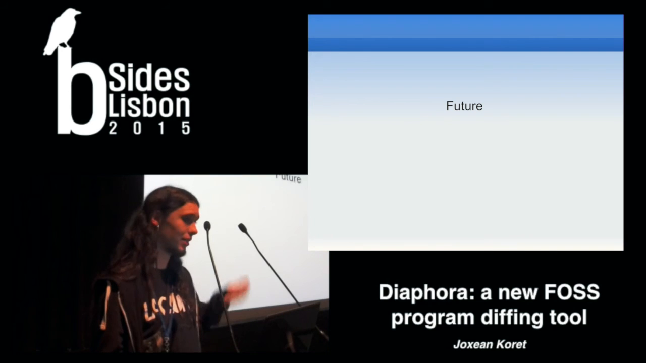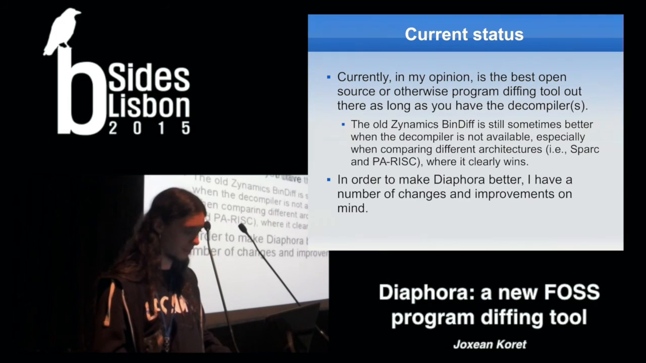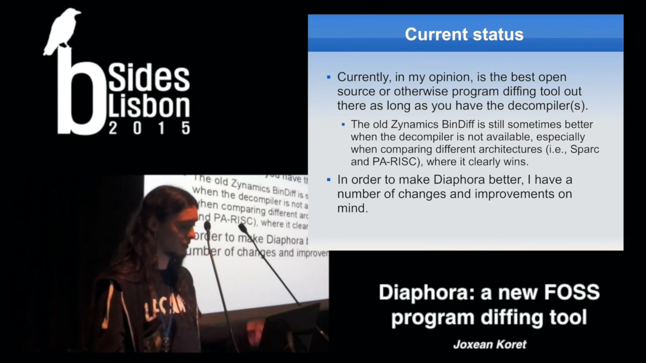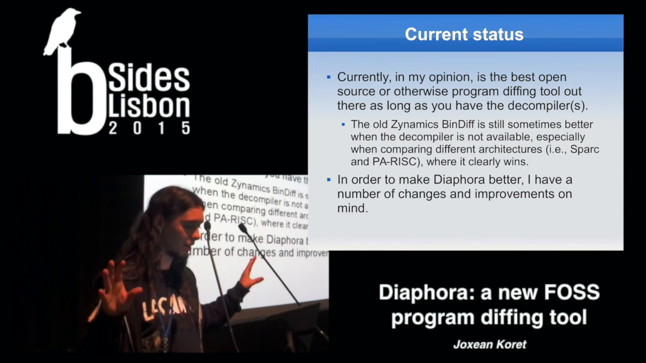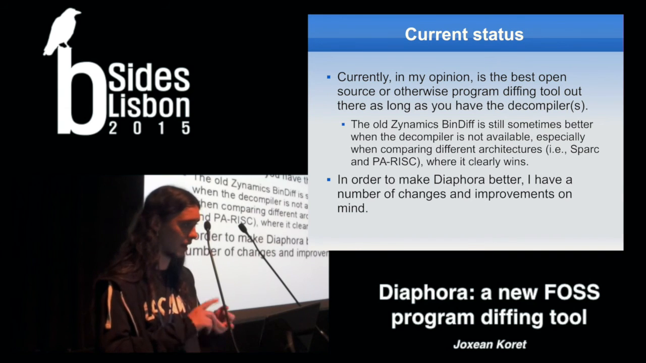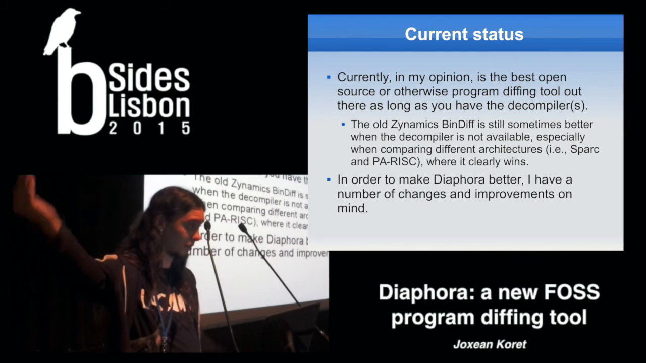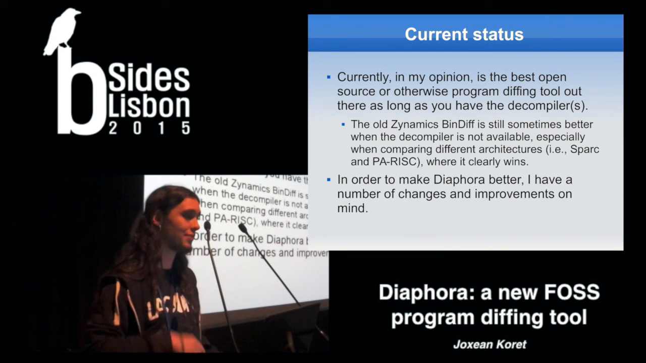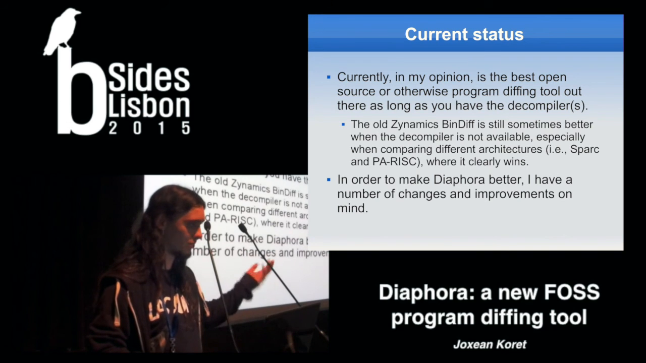I have already shown it with some demos, and I already explained how it works as of today, but I have many changes in mind. As of today, it works in some senses better than DynamicBinDiff, but not always. For example, DynamicBinDiff works very well comparing binaries of different architectures, which are not Intel x86, AMD64, and ARM. For example, if you want to compare one SPARC binary with a PA-RISC binary, which is a very crazy comparison, DynamicBinDiff works better for now. I have some improvements in mind to make it work better than BinDiff.